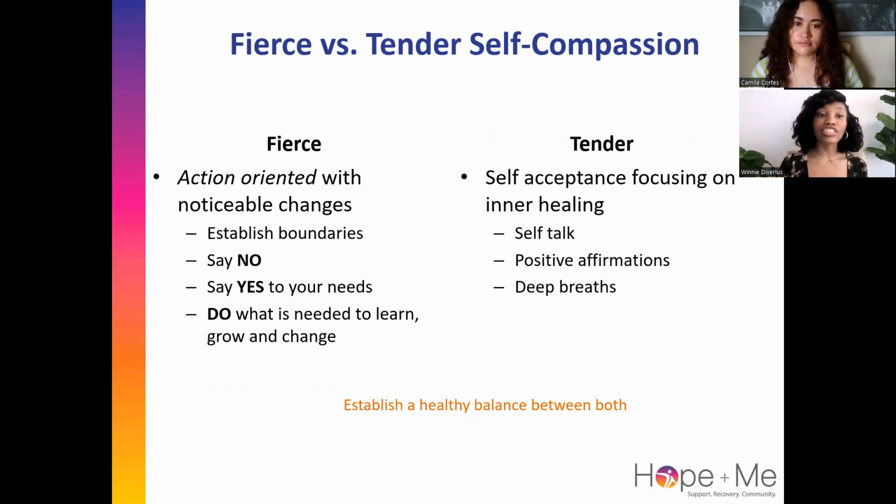And what are some action oriented acts we can do? Establishing boundaries. So saying no to things that we don't feel comfortable doing, or simply because we don't want to do them, and saying yes to things that we need, and doing what we need to do in order to change, grow, and learn as we continually evolve into a better version of ourselves.